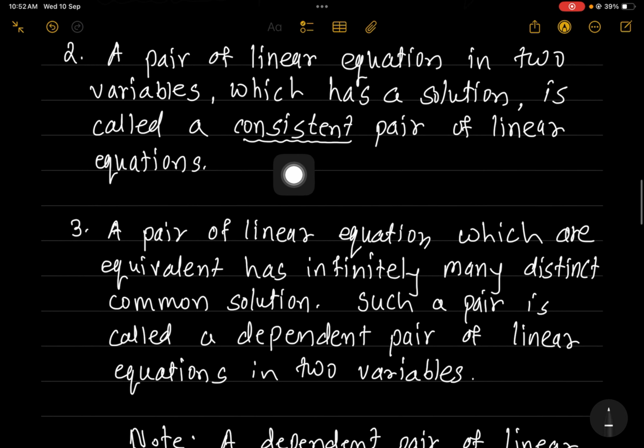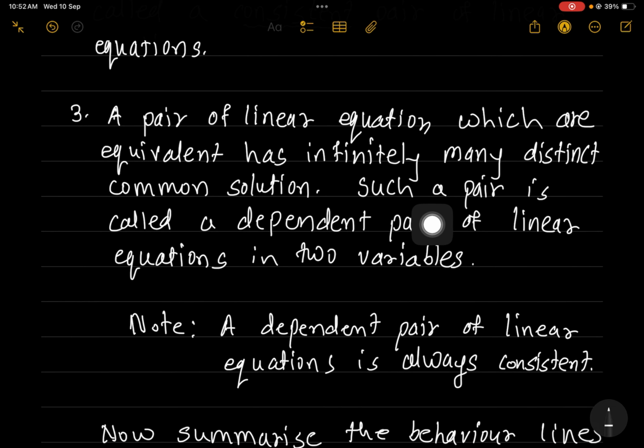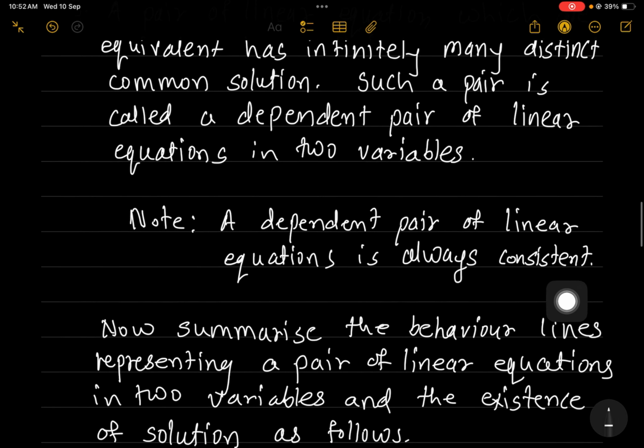A pair that has a solution is called consistent. When many distinct common solutions are obtained, that is called dependent, and a dependent pair of equations is always consistent.